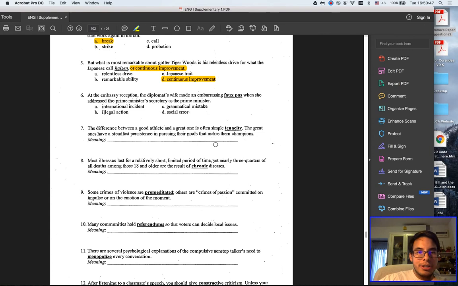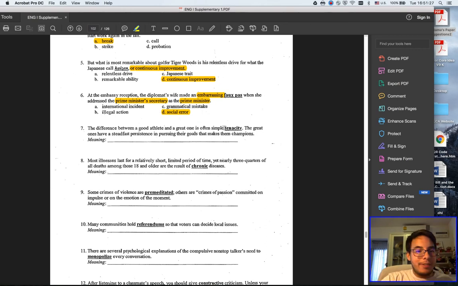Number 6, at the embassy reception, the diplomat's wife made an embarrassing faux pas when she addressed the Prime Minister's secretary as Prime Minister. So she made a mistake, right? An embarrassing mistake. Is it an international incident? No, it's a mistake. Is it a legal action? No. Is it a grammatical mistake? That doesn't necessarily fit because it's embarrassing. So the embarrassing is more social, so it's a social error.